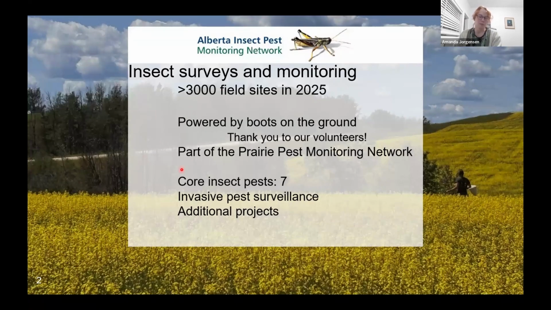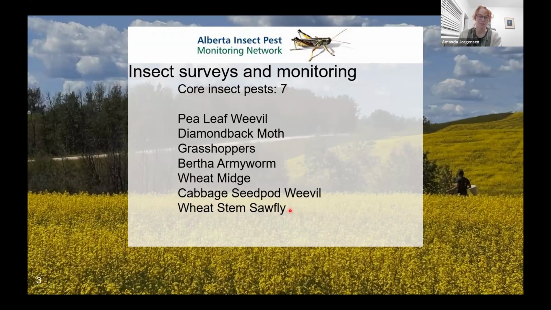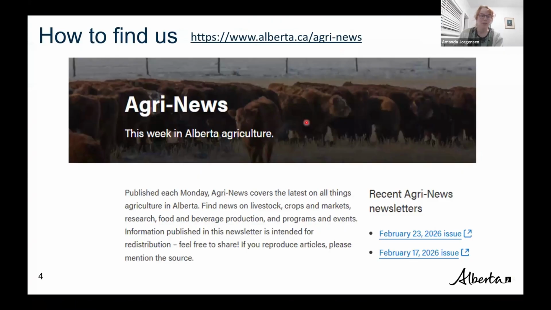And as part of the Prairie Pest Monitoring Network, we survey for 7 core insect pests, as well as conducting invasive pest surveillance and taking on additional projects to survey for insects that come up as emerging issues. So the 7 core pests that we survey are listed here, and we'll go through them in somewhat of an order following the season when they come up, as opposed to any alphabetical order.